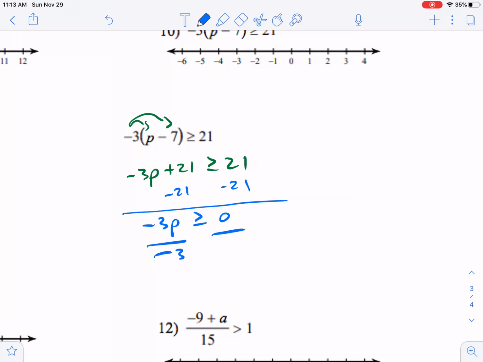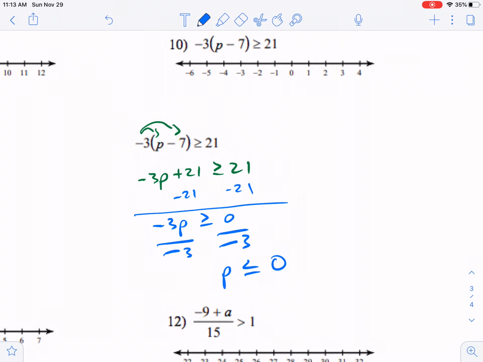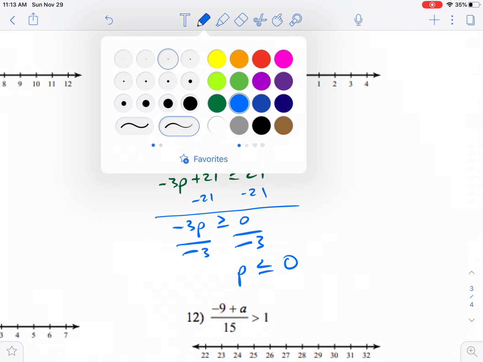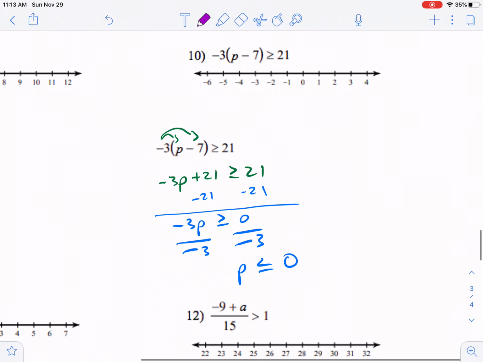Divide by negative 3. And we know the rule. When you divide by negative 3, a negative number, you flip the switch. So p is less than or equal to 0. And the p's on the left side, and it's less than or equal to. So I make a big fat circle here. I go left. And if I'm not sure, I'm going to plug in a number.